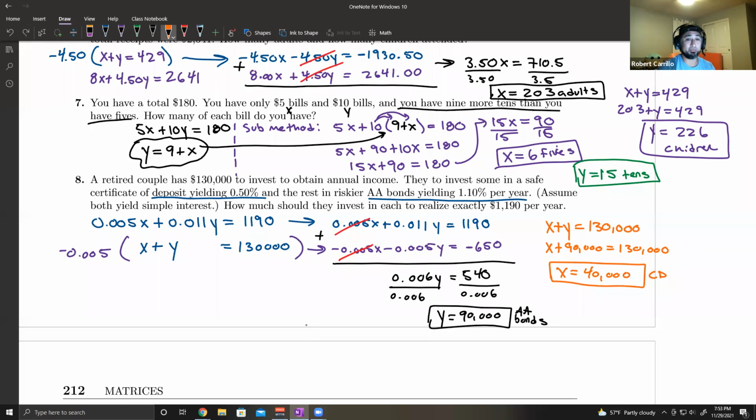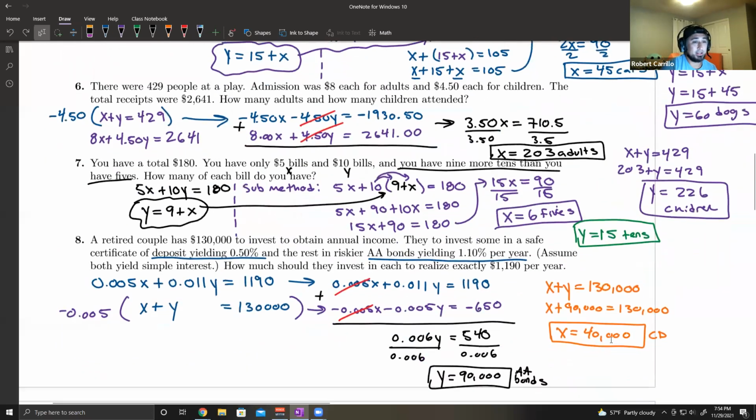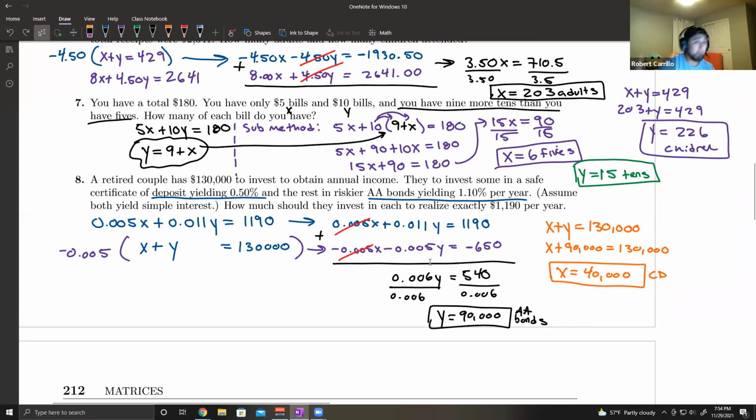So look into it if you want. Okay. All right. So that was system of equations. Everybody good with those? All right.